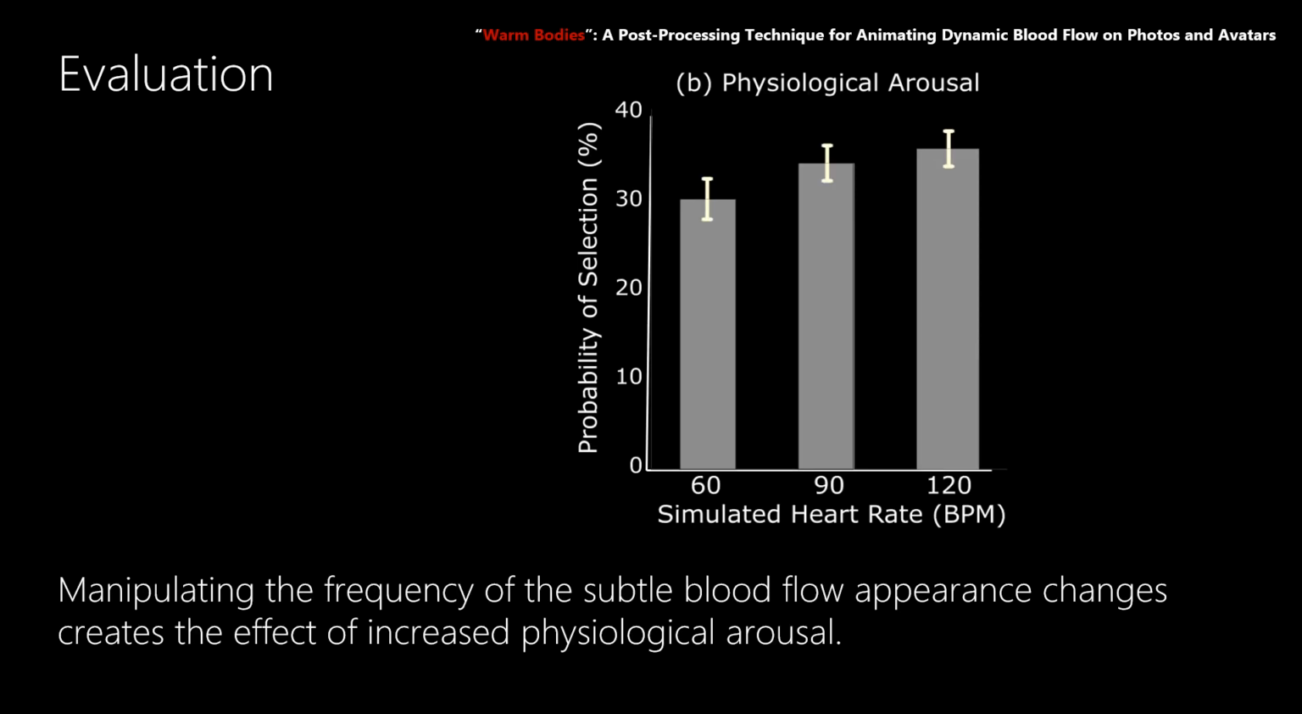Furthermore, manipulating the frequency of the subtle blood flow appearance changes allowed us to create the effect of increased physiological arousal. Again, participants found it difficult to identify the differences between the avatars explicitly, but chose the avatars with higher heart rates as more physiologically aroused more frequently.